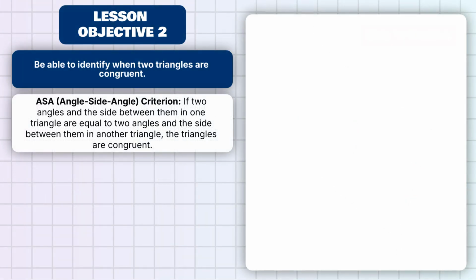Third, we have the angle-side-angle criterion. This says that if two angles and the side between them in one triangle are equal to two angles and the side between them in another triangle, the triangles are congruent.